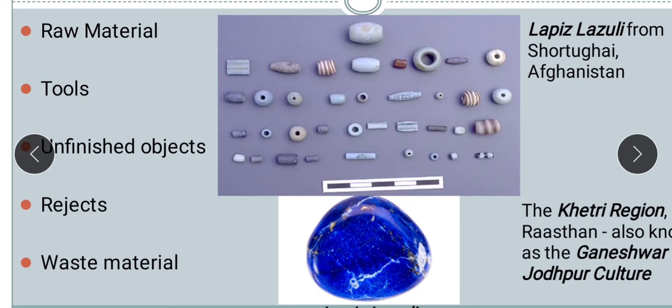Let's say for example, if a shell or stone is cut to make objects, then the pieces of these materials will be discarded as waste at the place of production. So this will tell us, right, that brother, production used to happen here.